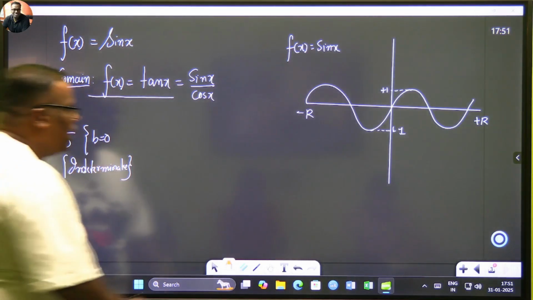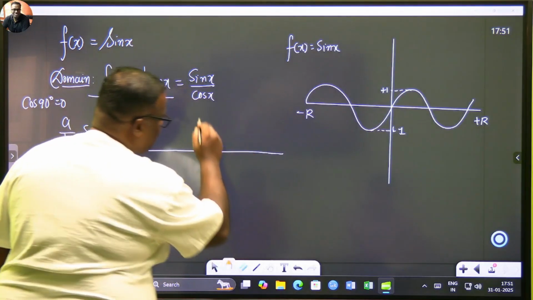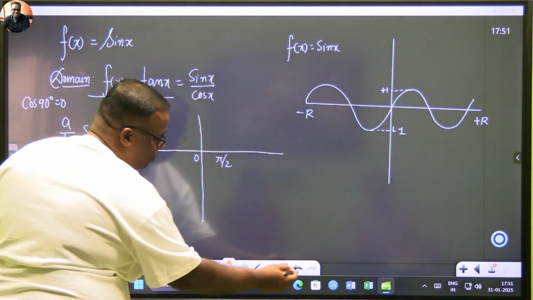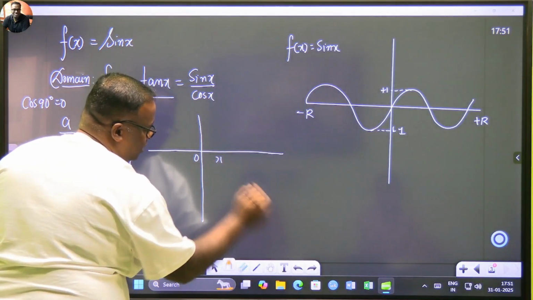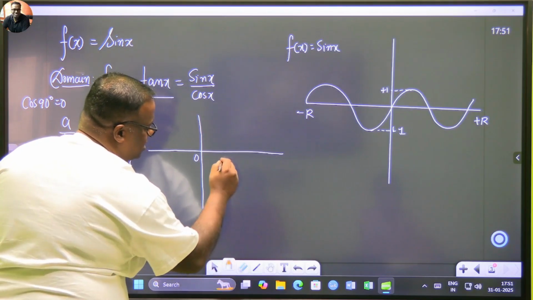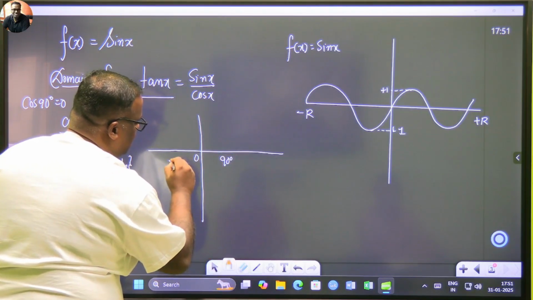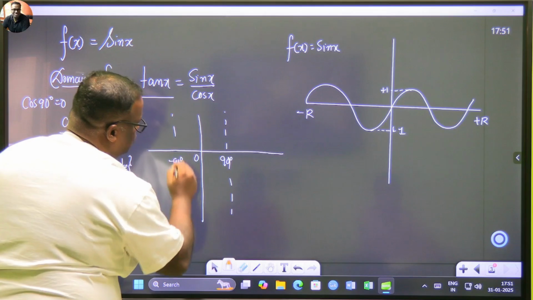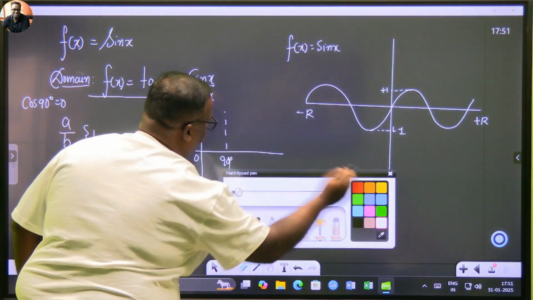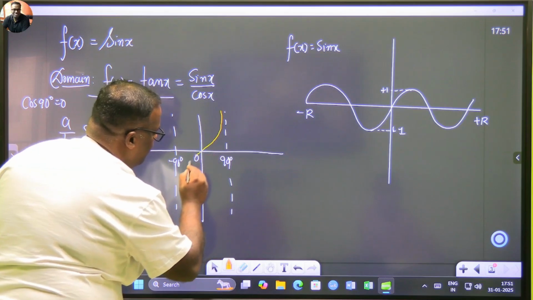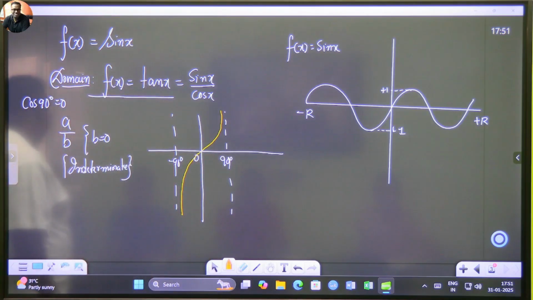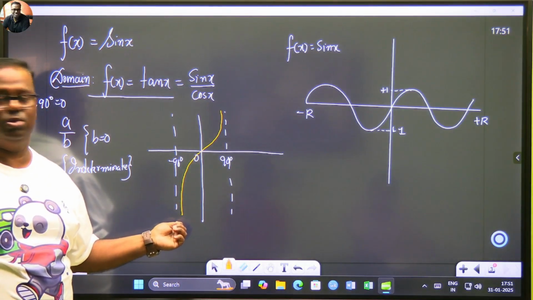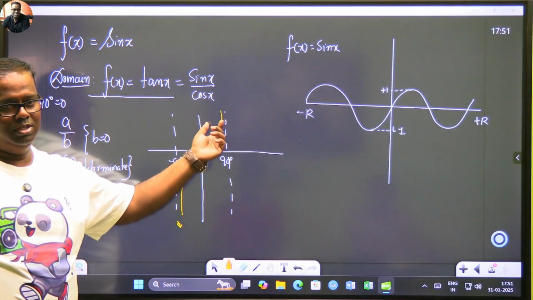You remember how tan functions used to be? Just imagine, say this is 0 and this is pi by 2. This is, say, 90 degrees and this is negative 90 degrees. Remember how the tan function used to be? It used to be an asymptote. Tan is never defined for 90. Not parallel. This is called an asymptote. It will become very close. It will never touch, but it will go close.